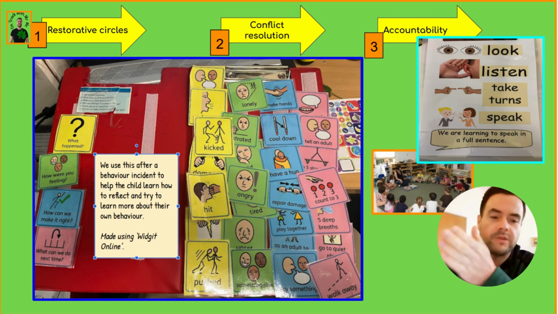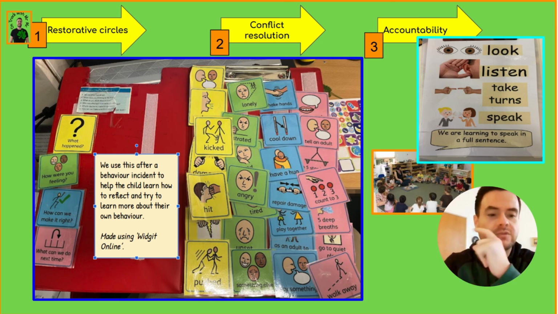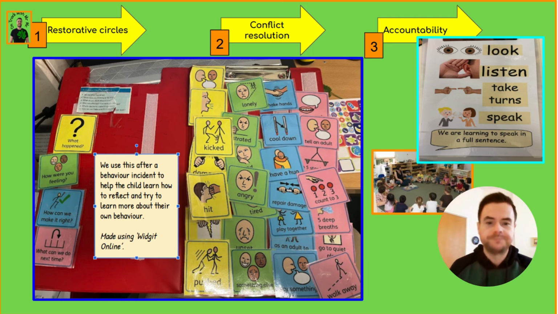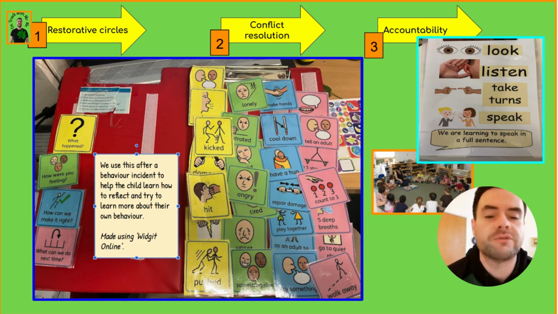So we show them what the widgets mean, the ones there, say on the far left. We talk through this symbol means what happened. The next one down, how are you feeling? The blue one, how can we make it right? And then the pink one, what can we do next time? So then we talk through what happened, those actions. So we explain what kicking is, what hitting is, punching. We do this in small groups or in large circle time.